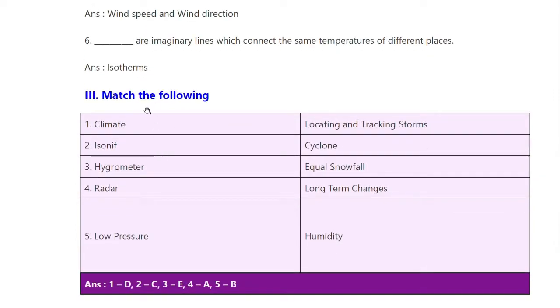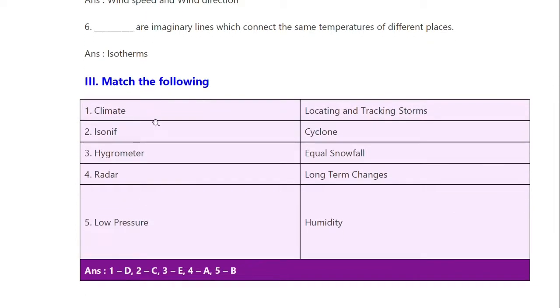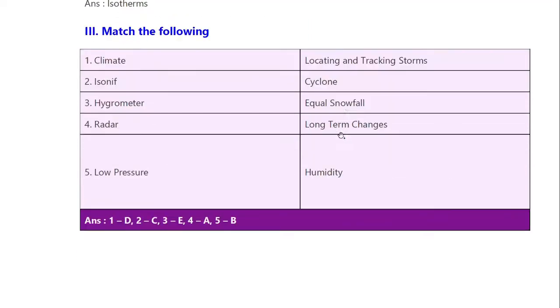Next, match the following. First, climate. Climate is long term changes. Short term is weather. Next, isonif. So, isonif is equal snowfall. Equal snowfall is isonif. Next, the hygrometer: humidity is measured by the hygrometer. Next, the radar. Radar is for locating and tracking storms. Next, low pressure. Low pressure is cyclone.